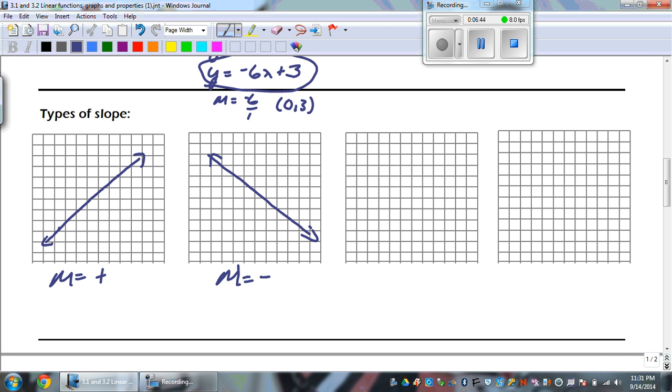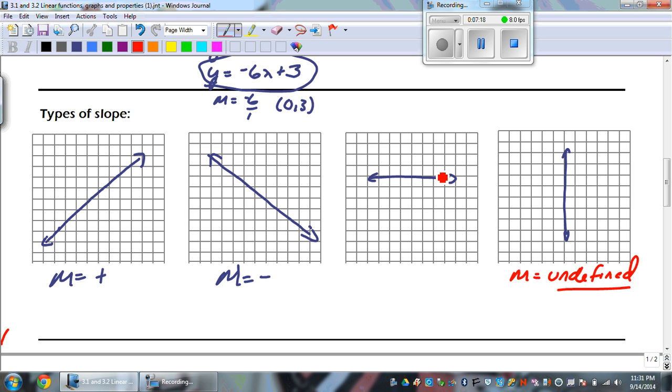And then we have 2 other options that a line could be. We have a horizontal line, and we have a vertical line. Now, I always think of it this way. If I look at the vertical line, it's straight up and down. First of all, it's not even a function. Because it's not even a function, we're going to call this undefined. So if it's straight up and down, not a function, undefined.